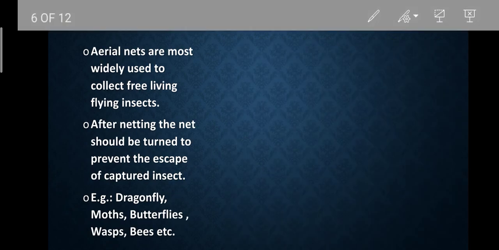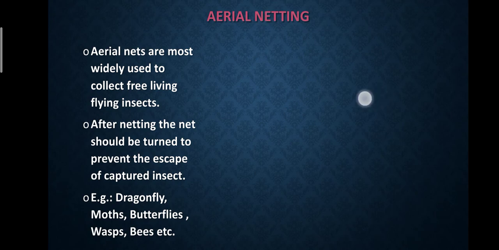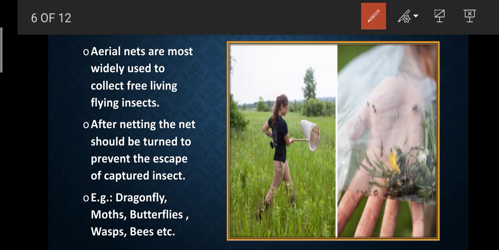Now the last method of today's session is aerial netting. Aerial netting is basically used to collect insects which belong to the Lepidopteran category, or dragonflies, or orthopteran insects, or dipteran insects, or hemipteran insects. You can collect insects which are fast flyers. These aerial nets can be used for collecting free flying insects which are fast flyers.